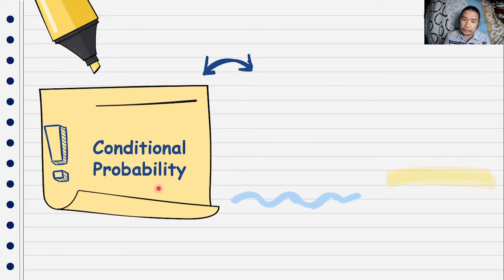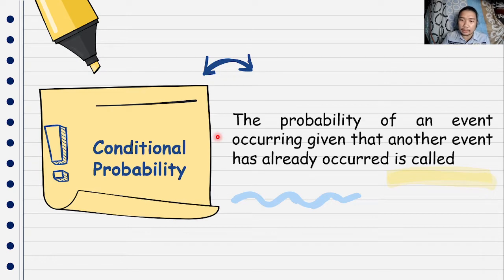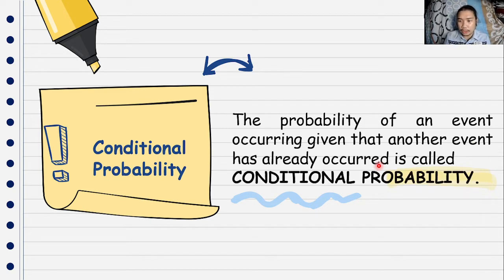So first, what is conditional probability? The probability of an event occurring given that another event has already occurred is called conditional probability. So meaning, there is an event that has already been given, either event A or event B.